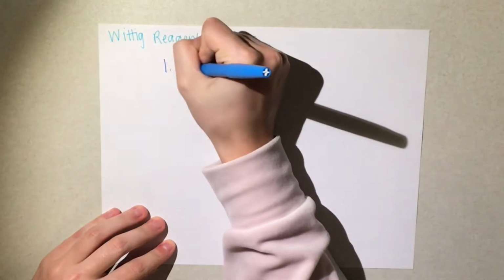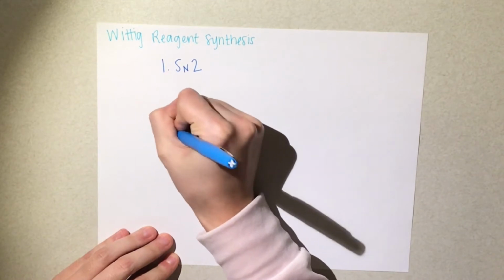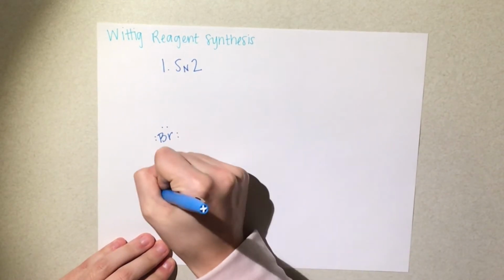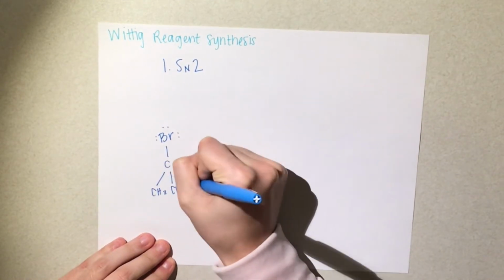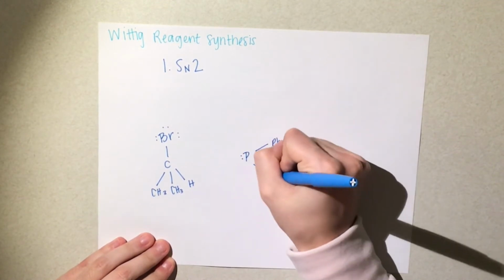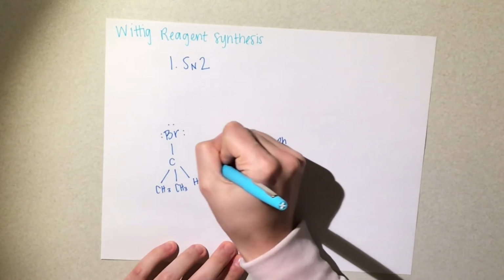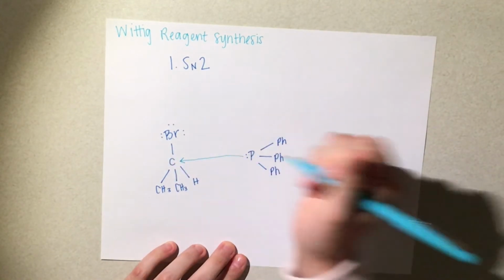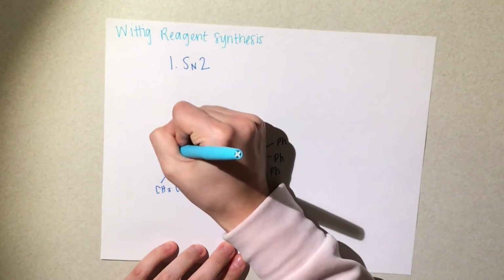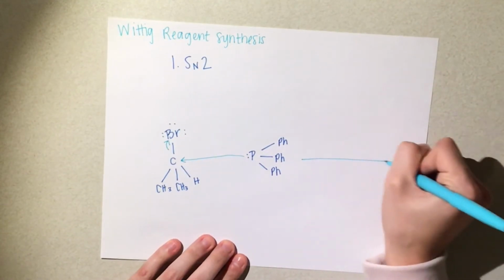The first step in the Wittig reagent synthesis is an SN2 reaction between an alkyl halide and triphenylphosphine. In this case, 2-bromopropane is our alkyl halide containing the bromine leaving group, and triphenylphosphine is the nucleophile. The lone pair of electrons on the phosphorus atom of triphenylphosphine will attack the partial positive carbon. This will allow bromine to take the remaining electrons and act as the leaving group.